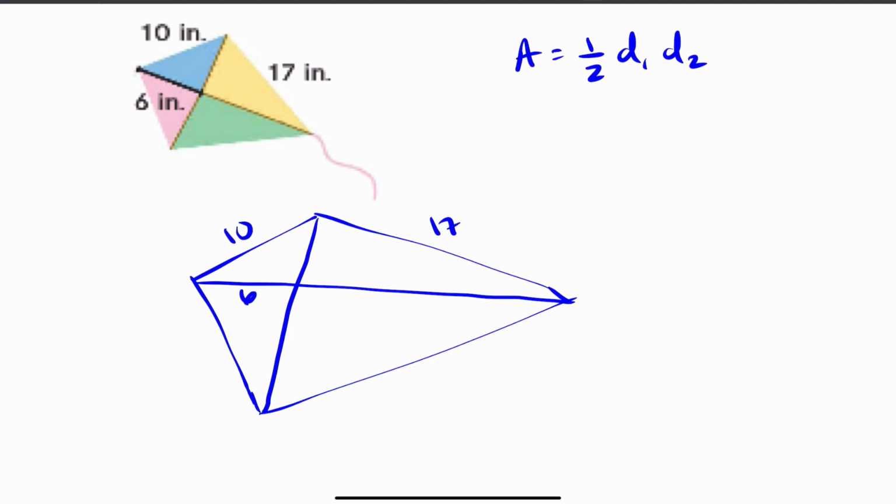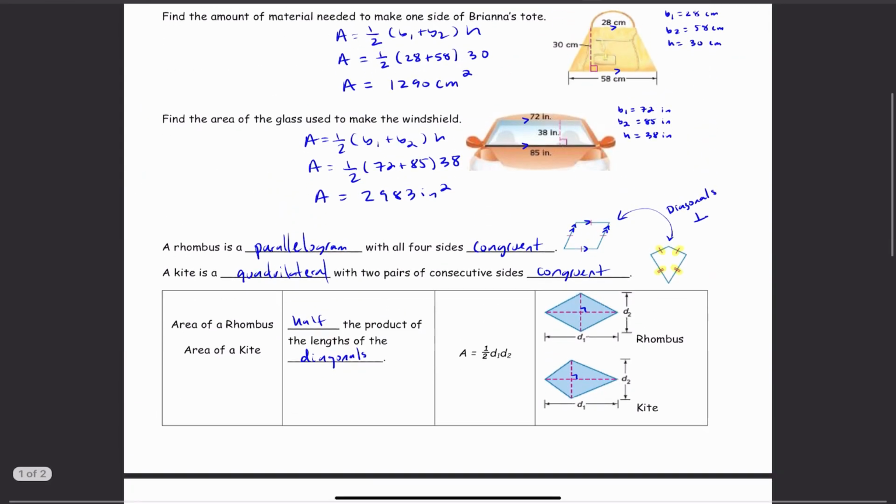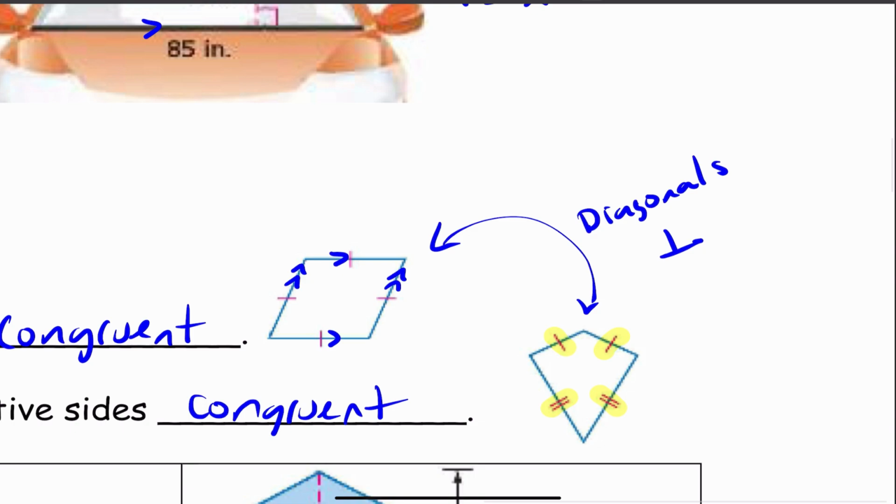So let me go back. Remember, with a kite, consecutive sides are congruent. So this segment and this segment are congruent to each other, and this segment here and this segment here are congruent to each other. And the diagonals, by the way, are perpendicular, like I said right at the beginning when we did this part of the notes. Diagonals perpendicular.